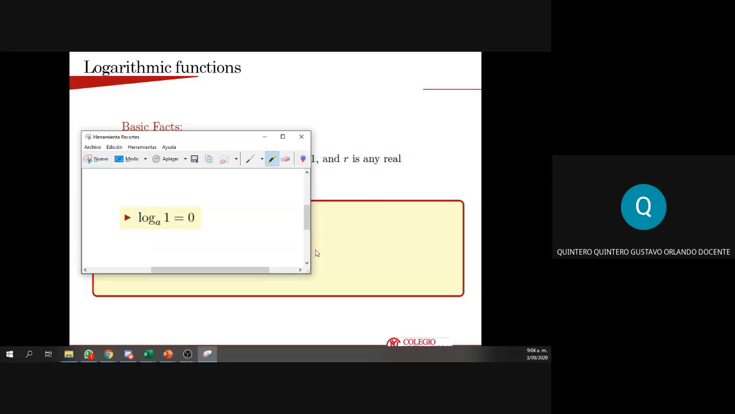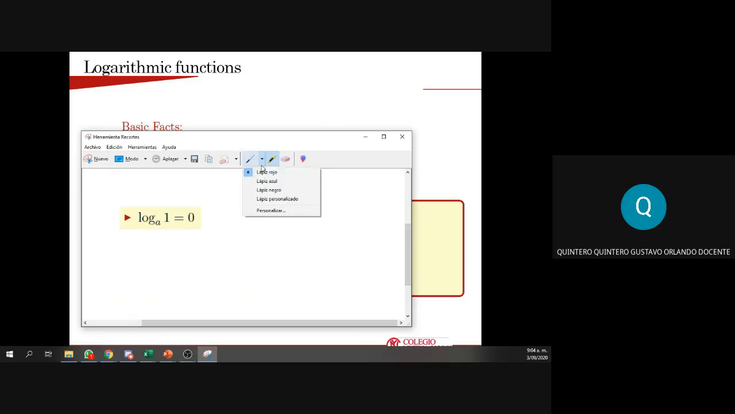This is a basic fact. Quick example, take a look. What is the logarithm to the base 7 of 1? How much is that? Well, according to our basic fact, the result is 0. But why? I don't understand, teacher.